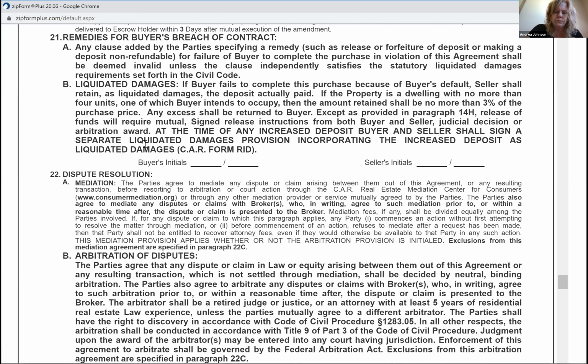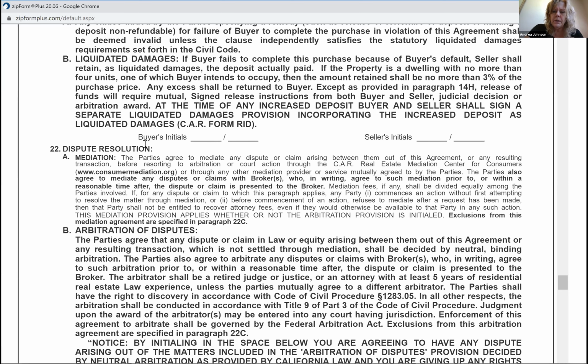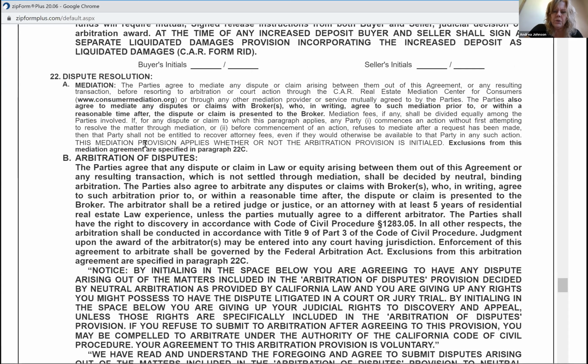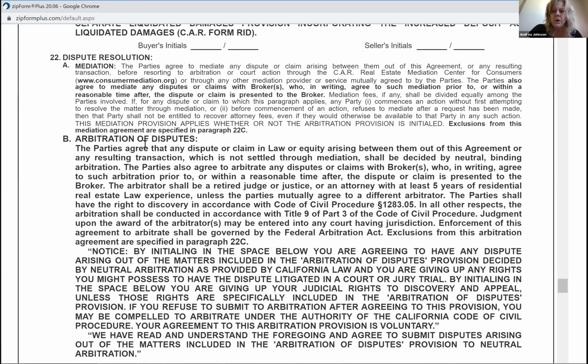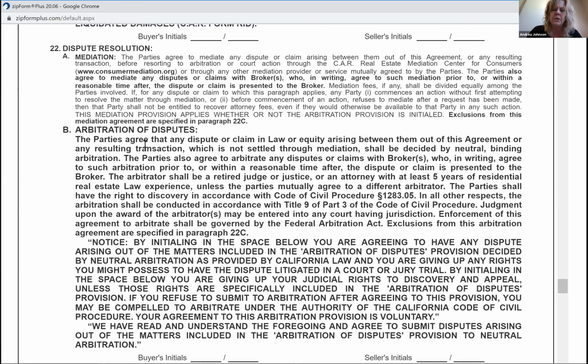So they're individually initialed, and all parties have to initial or it's invalid. So be very diligent in following up on that if the intention is to have liquidated damages and arbitration as part of the agreement.